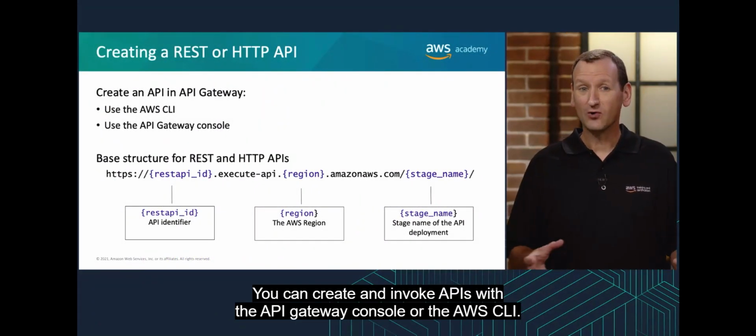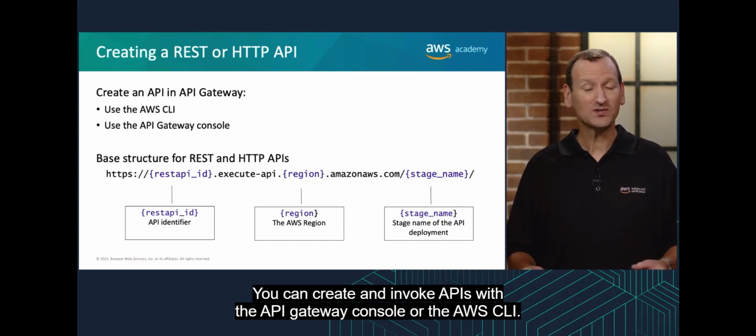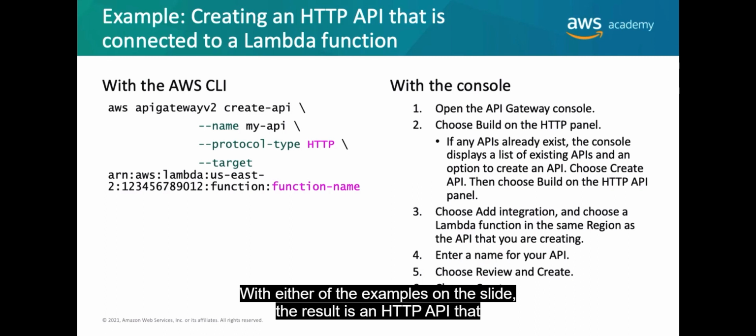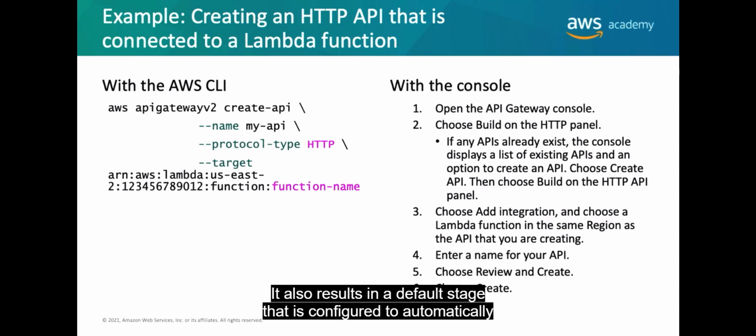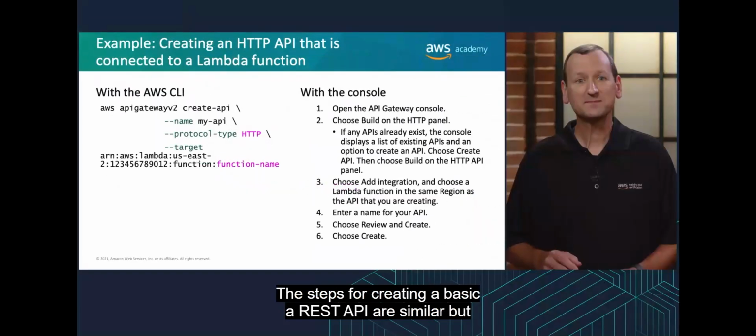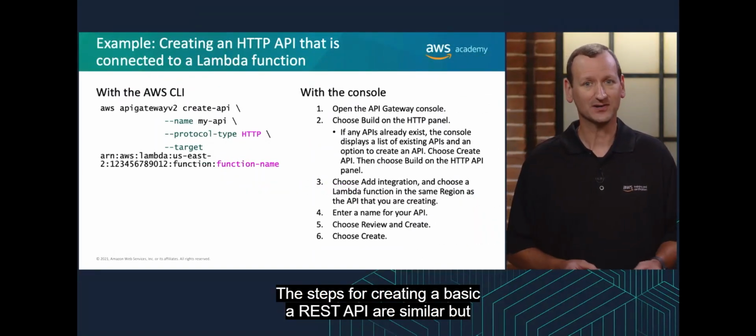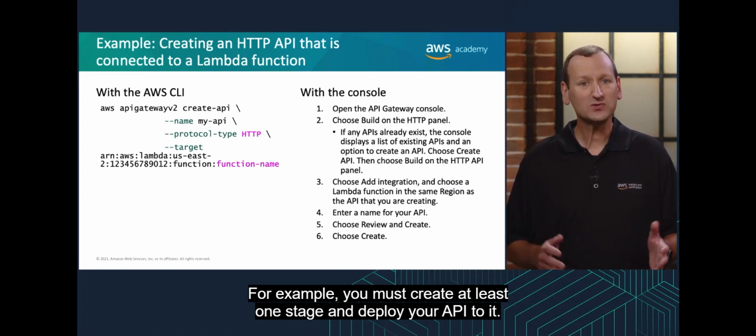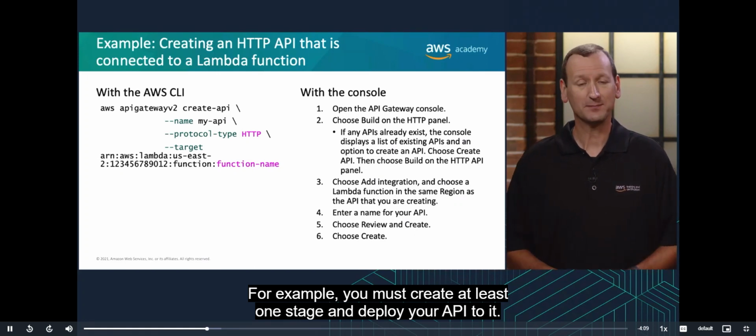You can create and invoke your APIs with the API Gateway console or the AWS CLI. This slide shows examples of creating an HTTP API in API Gateway. With either of the examples on the slide, the result is an HTTP API that is integrated with a Lambda function by using a default catch-all route. It also results in a default stage that is configured to automatically deploy changes. The steps for creating a basic REST API are similar, but some more work is necessary to configure the API. For example, you must create at least one stage and deploy your API to it.